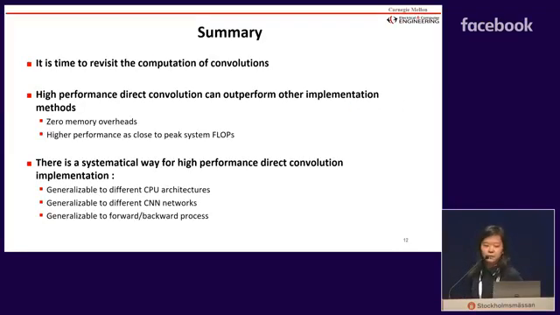So just as a summary. It's time to revisit the computation of convolutions, whereas a high-performance direct convolution gets zero memory overhead, while higher performance. And we show in our paper there is a systematic way for implementing high-performance convolutions that is generalizable to different CPU architectures, CNN networks, and both training and inference process.